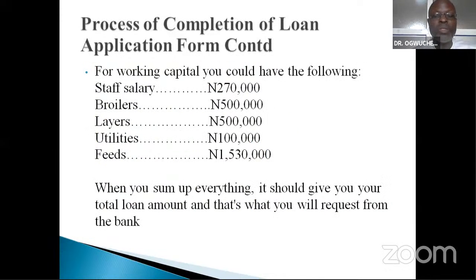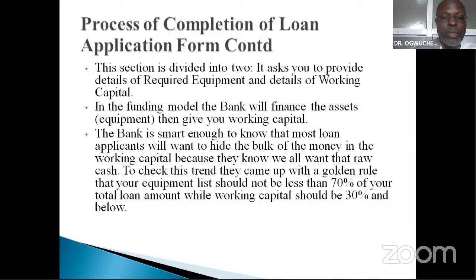All right, so for the working capital component, these are the elements that you require. Staff salary, for example, at 270,000 naira, broiler at 500,000 naira, layer 500,000 naira, utilities 100,000 naira, feeds 1.530 million. When you add up everything together, that's when you get the total loan amount. So that's how you arrive at that total. Let's go back to the form and discuss more about that.